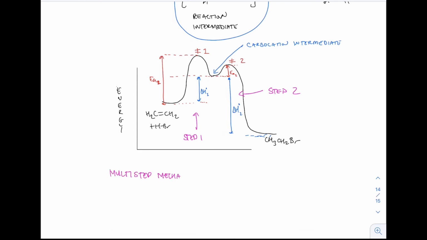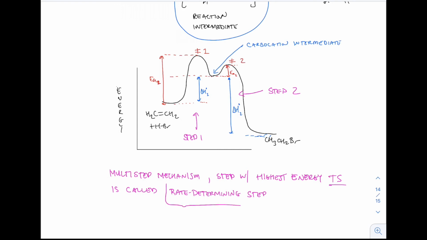So if we have a multi-step mechanism, then the one with the higher activation energy is called the rate determining step. Okay, and so it's kind of like a bottleneck. If you have the higher activation energy, that means it's the slowest step, and therefore that's kind of going to dictate how long the reaction takes as a whole, okay? AKA the rate determining step.